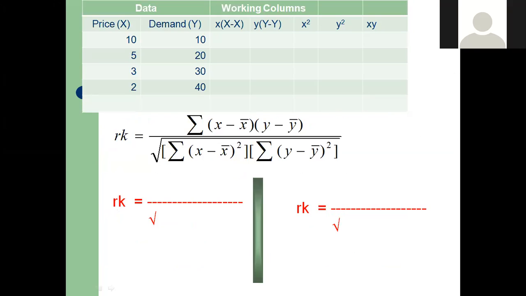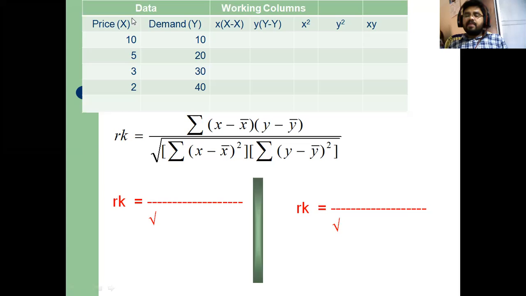Okay, then see, meanwhile you can take this data. For example, they will give the data: price and demand. So they can ask the question: find out the Karl Pearson's coefficient of correlation. Simple, they will ask the question like this. They will give only this price and demand. How can we calculate that Karl Pearson coefficient of correlation?